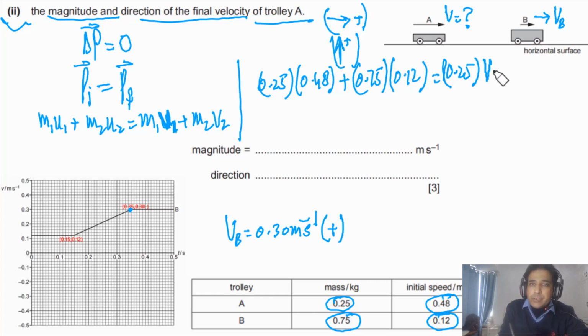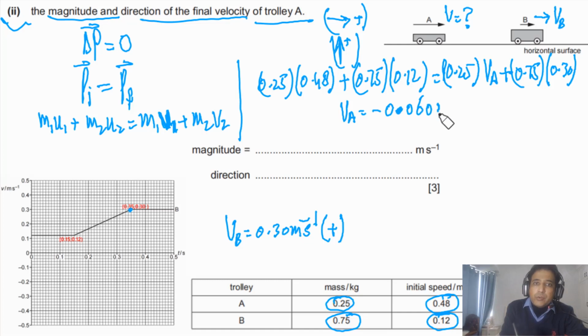That is equal to 0.25, and we need to find VA. Here we have the mass of trolley B, that is 0.75, and the velocity is positive because it is given to us as positive, so trolley B is moving to the right, so we can write down here 0.30. Now if we solve this for VA, we will get minus 0.060 meters per second. This negative sign is very important.